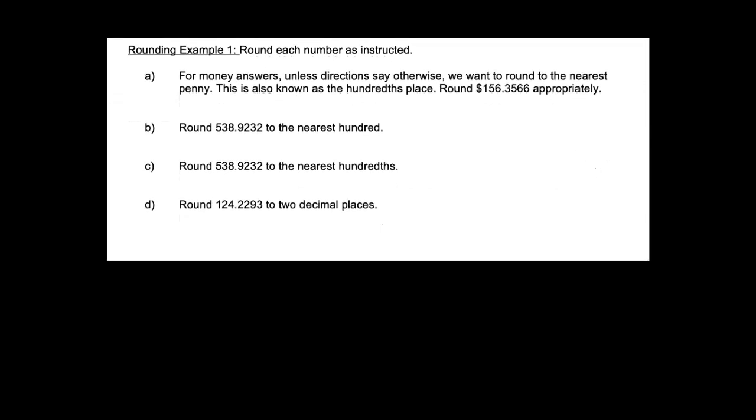So rounding example 1. For money answers, unless directions state otherwise, we always round to the nearest penny. And what that means, it's also known as the hundredths place, also 2 decimal places, which means 2 digits after the decimal place. So we're asked to round this number right here, so I'm just going to write it out.